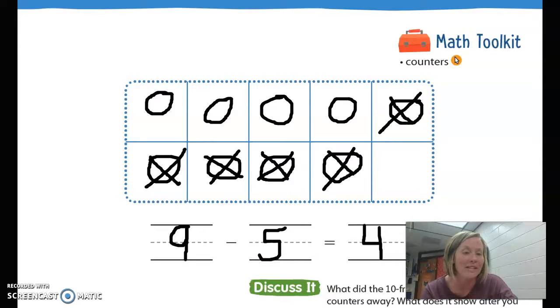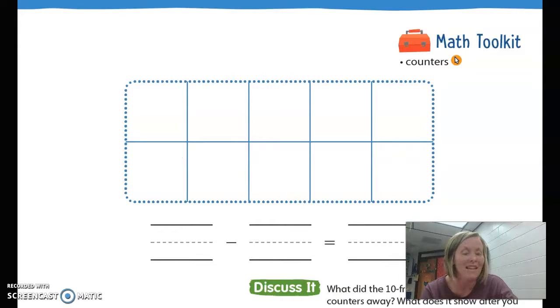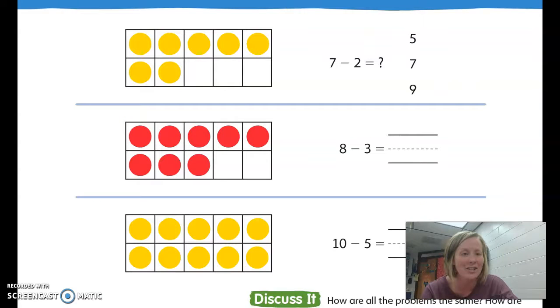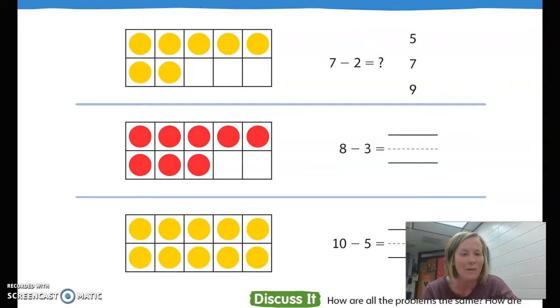Awesome job, boys and girls. Let's turn our page to our next workbook page. We have a few problems to solve. So we have to look at the equation. 7 take away 2. So there's already 7 in my 10 frame. I just need to show 2 going away. How many are left?